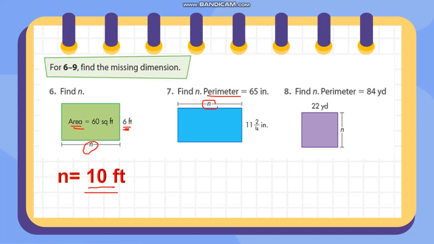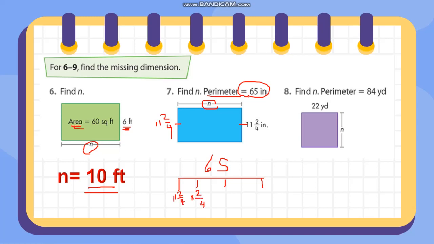So as you can see, the total of the perimeter is 65. So 65 is the total perimeter. And in a perimeter, two sides are equal. So since this is 11 and 2/4, this is also 11 and 2/4. So you have two sides of 11 and 2/4, another 11 and 2/4.